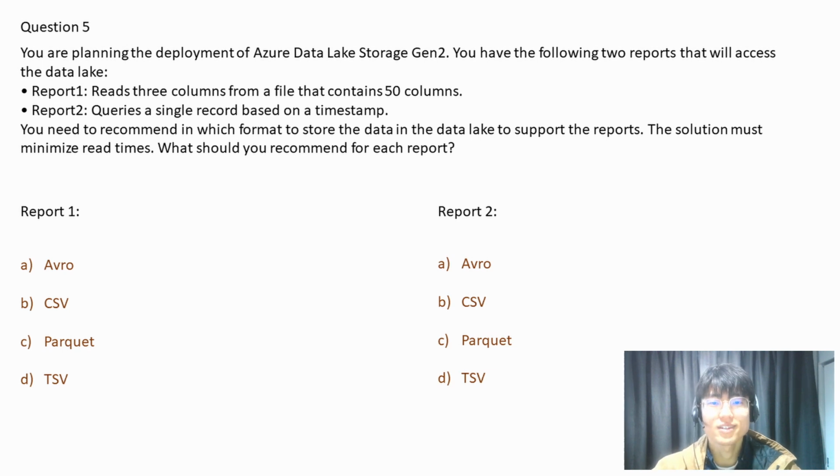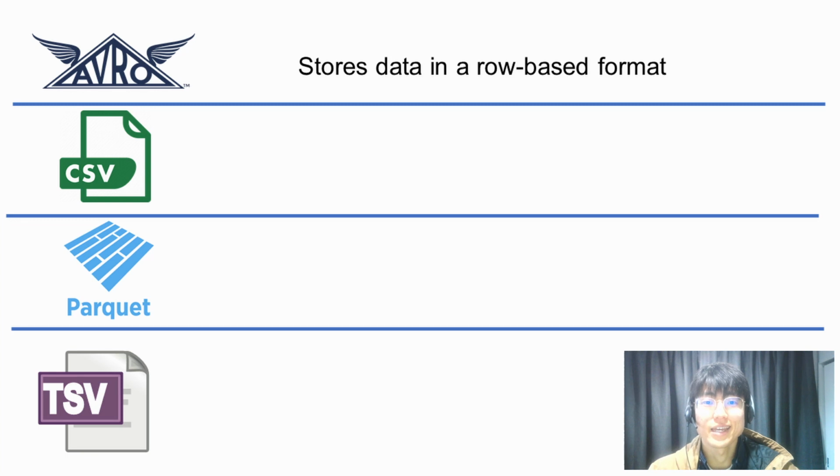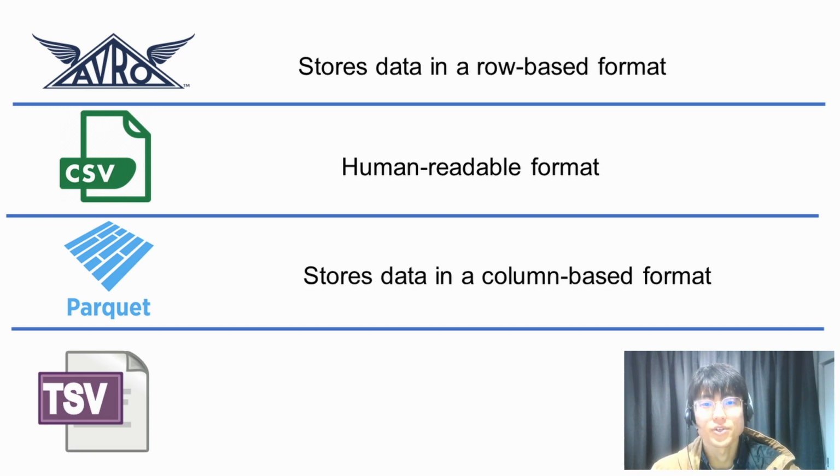For this question, let's go through all the options first. We're given Avro, CSV, Parquet, and TSV. We'll give one-liner descriptions for each of these. Avro stores data in a row-based format, and CSV is a human-readable format, like JSON and XML, but it's not optimized for storing and processing structured data. Parquet is kind of a counterpart to Avro. It stores data in a column-based format. Lastly, TSV is a time series data structure.